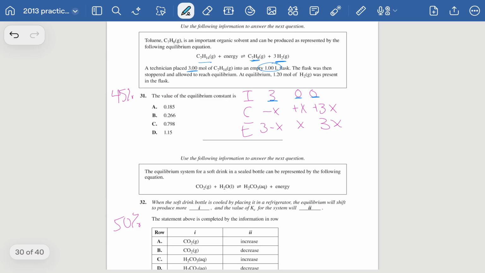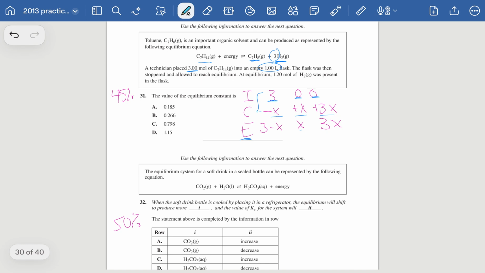Your concentration is based on the mole ratio. So reactants are used up, so subtract them. Products are formed, so add them. So if you're confused why the 3 is there, it's because of 3 moles of hydrogen. Then to get equilibrium, add your I and C together. So we'll have 3 minus X. Here we'll just have X, and the last one 3X.